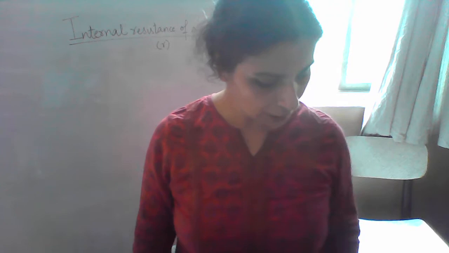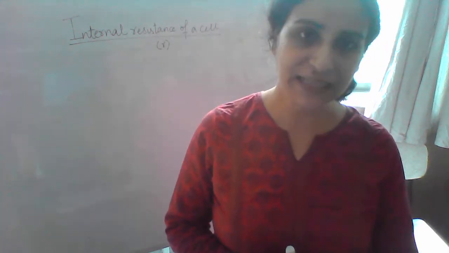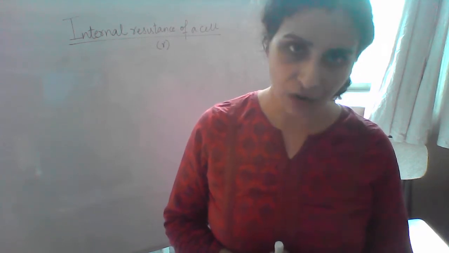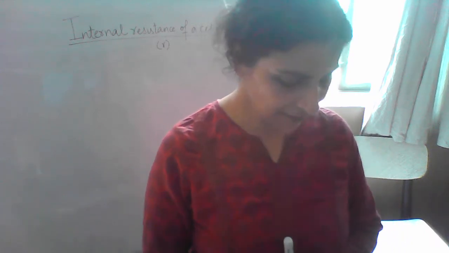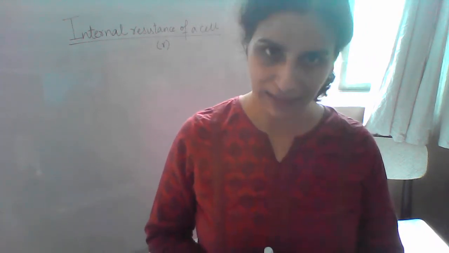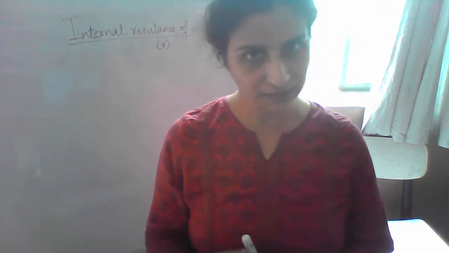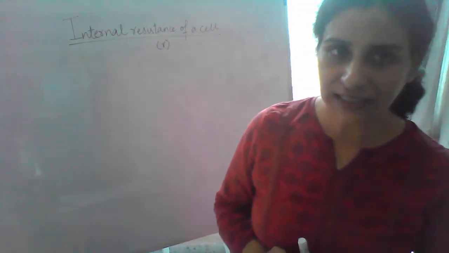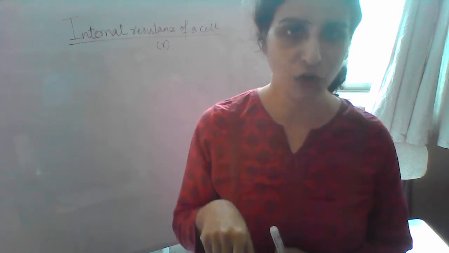Now, the resistance offered by the electrolyte inside the cell to the flow of current is called the internal resistance of a cell. This is the definition given to you on page number 190. It is given in italics in between the paragraph of internal resistance of a cell. Please mark the definition. So basically, what is internal resistance? It's the resistance offered to the current being drawn from the cell.